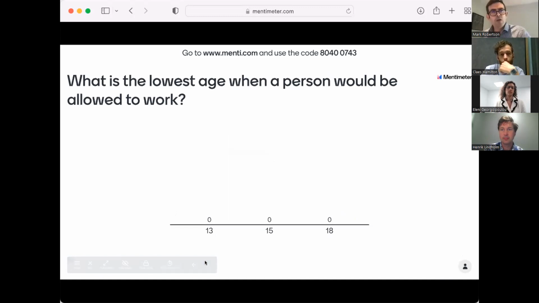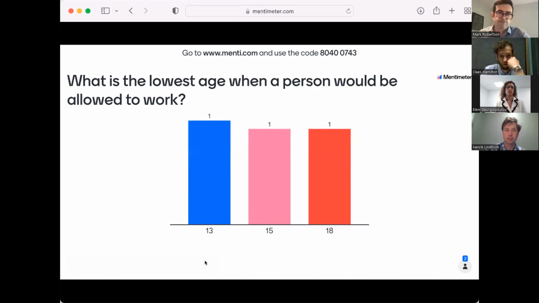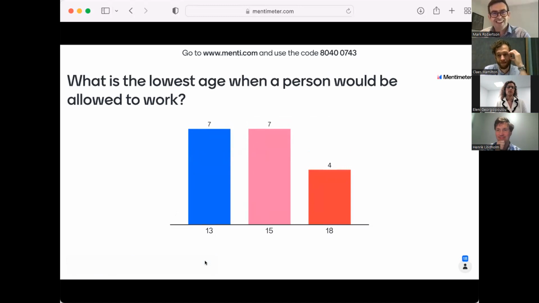Finally then, what's the lowest age when a person would be allowed to work? Is it 13, 15, or 18 years of age? Nice spread of responses coming in. Actually the answer is 13, and there's quite a number of countries around the world where you can legally work at 13. The issue, of course, being the type of work, and as we'll explain a bit more today, it's very important when children enter the workforce at a lower age that they're not exposed to hazardous work risks, which we'll expand on today.